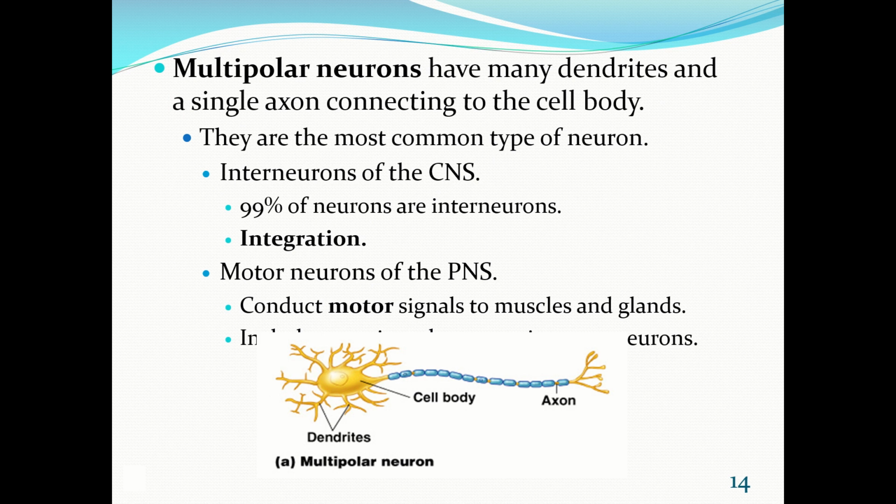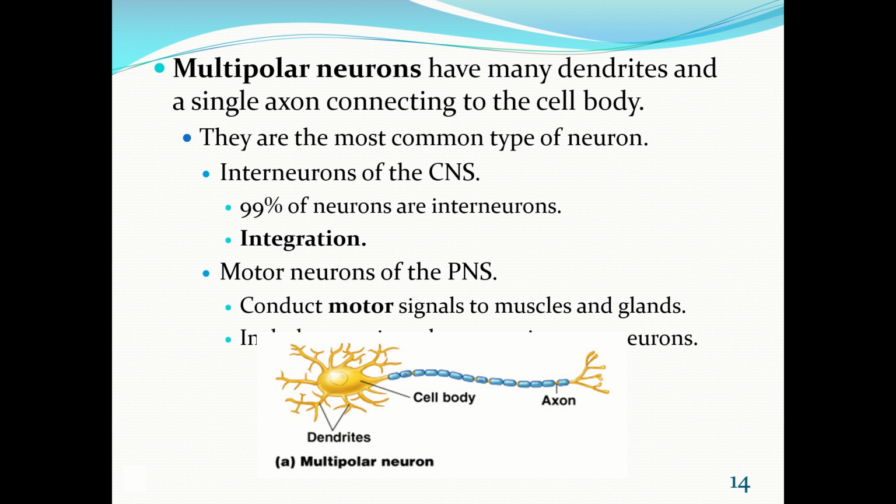Multipolar neurons have many dendrites and a single axon connecting to the cell body. They are the most common type of neuron, and there are two major types of multipolar neurons. As I mentioned, there are integrating multipolar neurons and motor multipolar neurons. So the interneurons are found in the central nervous system, and those are the integration neurons.